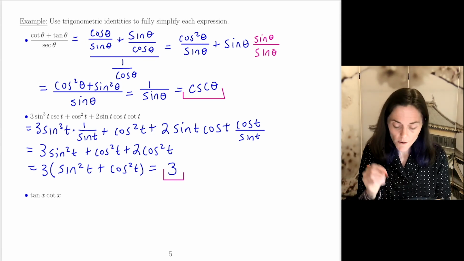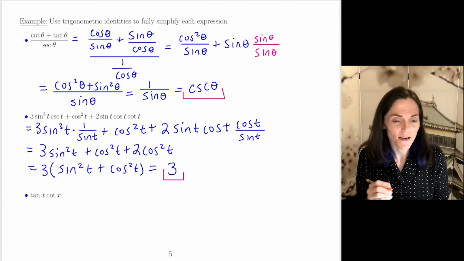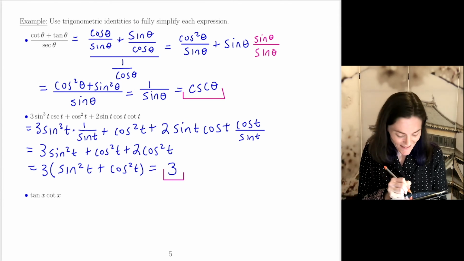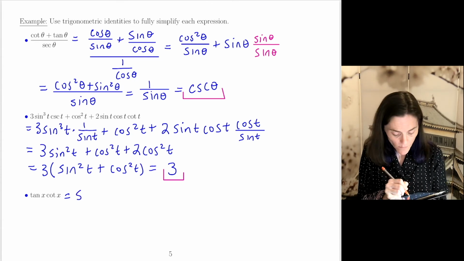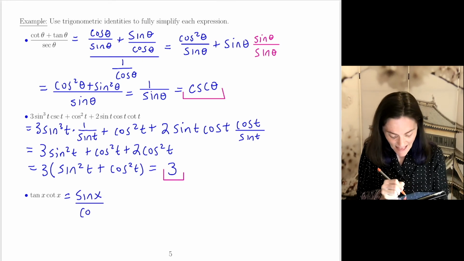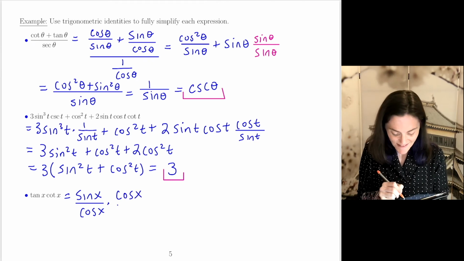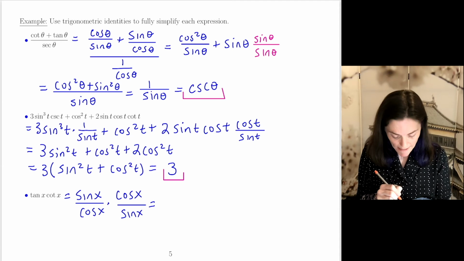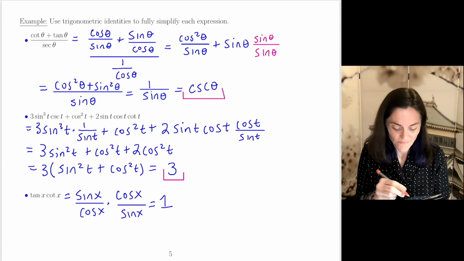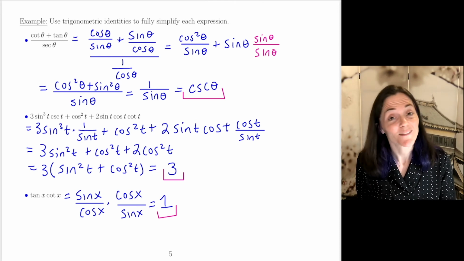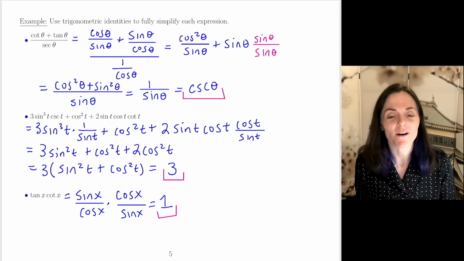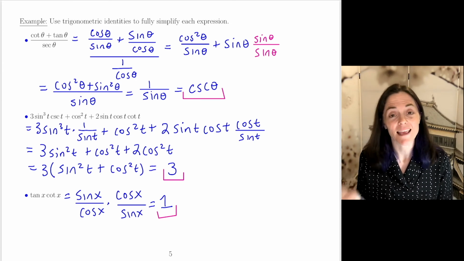Now here's one more on this page. This one's much shorter. We just have tangent times cotangent. But what happens when you break this into sines and cosines? Tangent is sine over cosine. And cotangent is cosine over sine. So now look at this. This is just 1. All 3 of those looked kind of complicated to start, but after we simplified, we got quite simple looking answers.